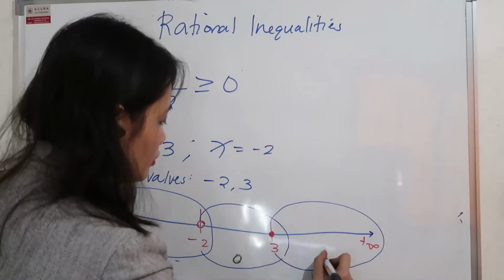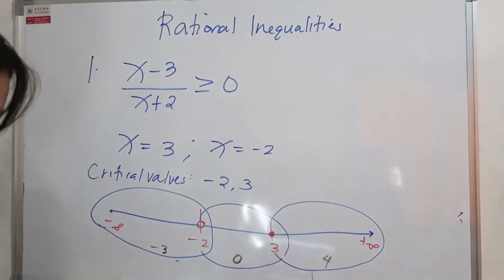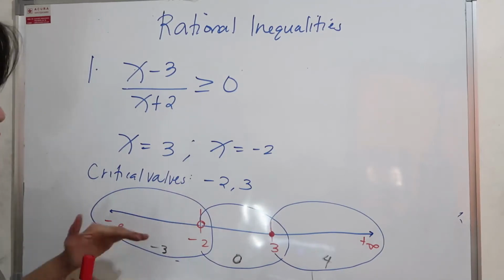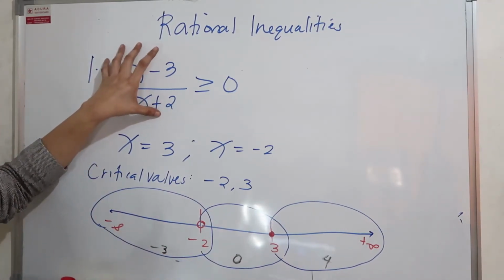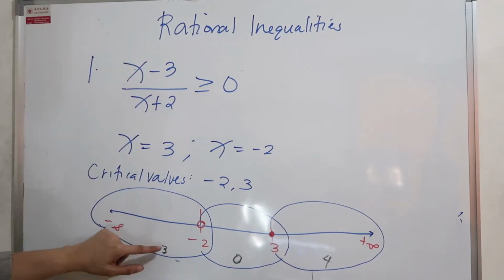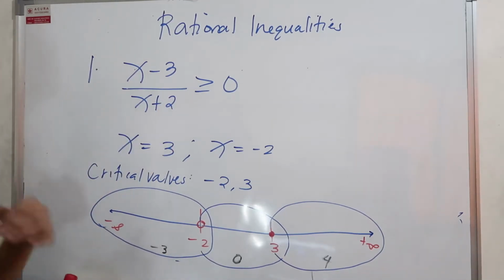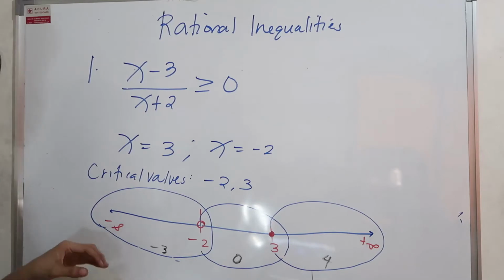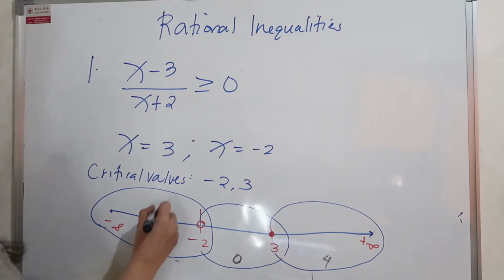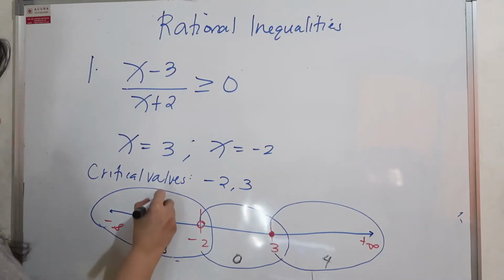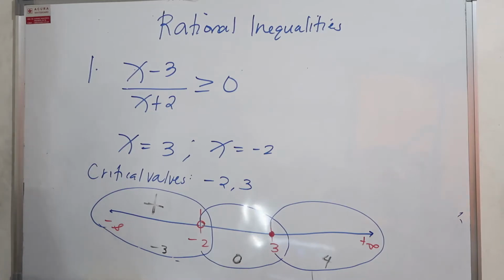After you choose those numbers within the range, you can now substitute them to your given rational inequality. So negative 3 minus 3 over negative 3 plus 2, what will be the answer? If you substitute negative 3 in here, the answer is positive 6. Next, what about 0? Negative. What about 4? Positive.